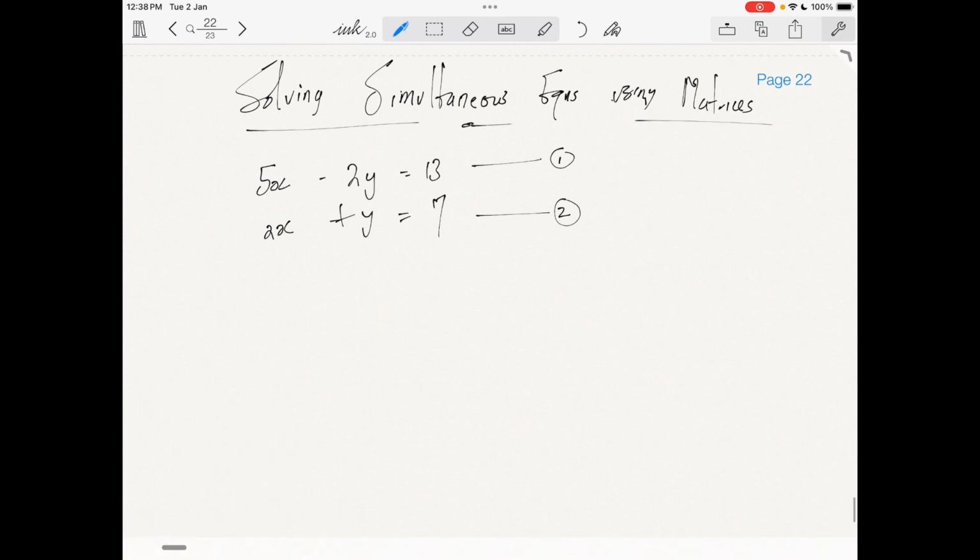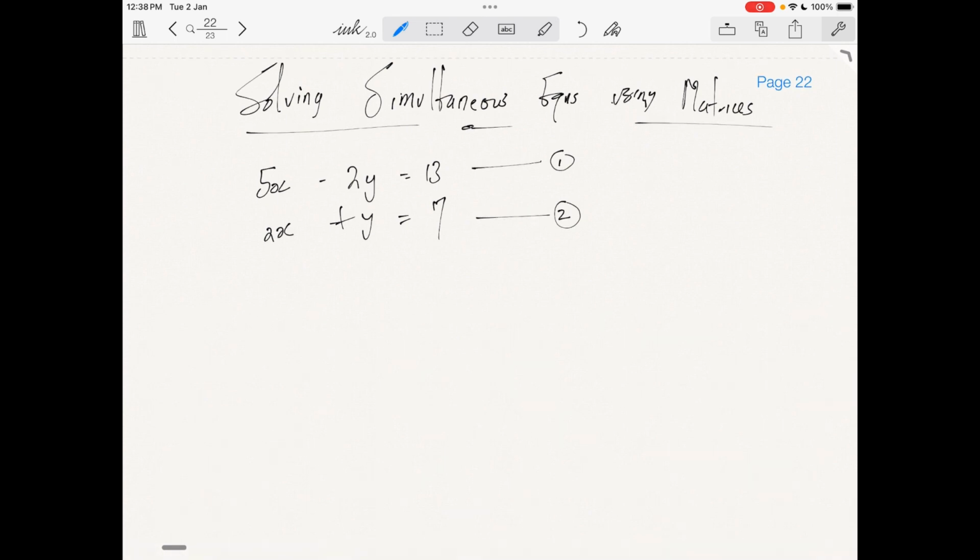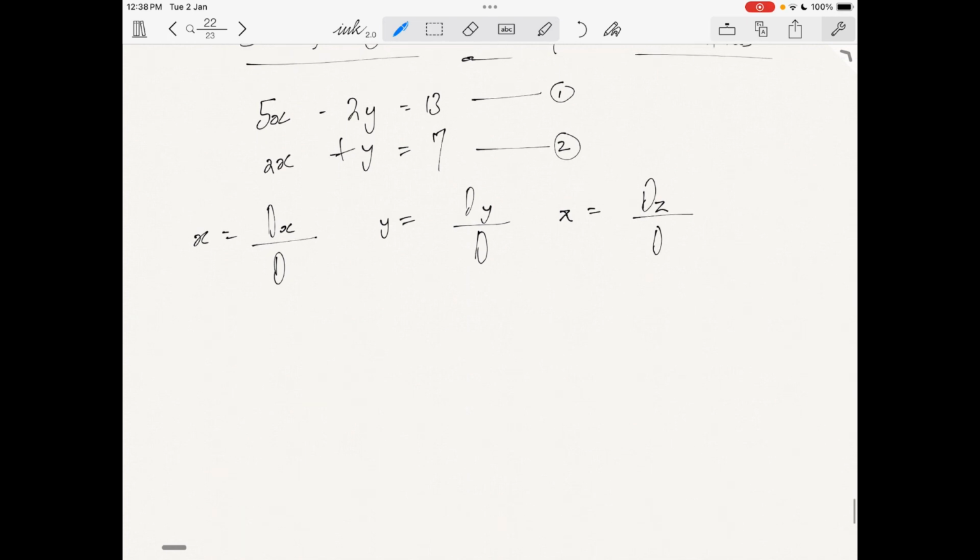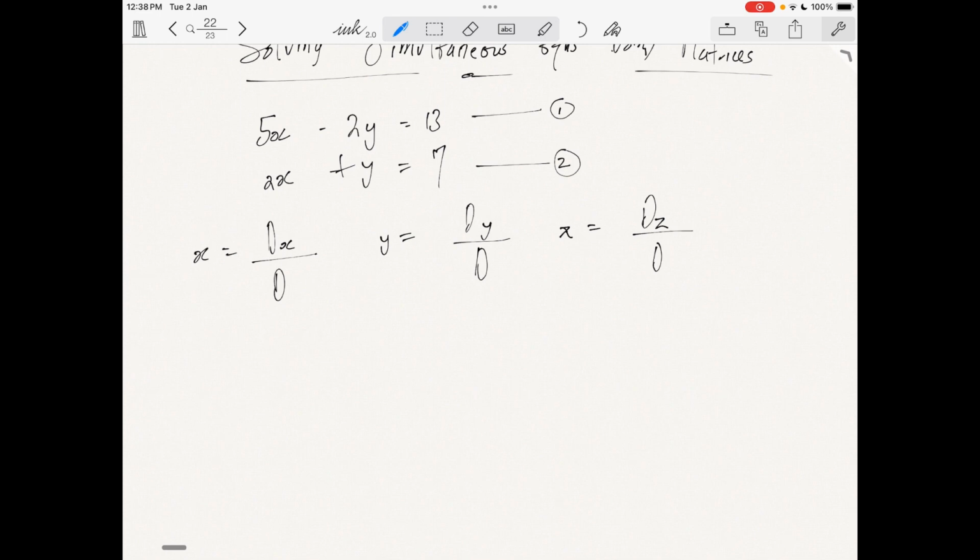However, if you want to solve using determinants, there is a formula to use, which is x is equal to dx over determinant d, y is equal to dy over d, and z is equal to dz over d. Now, with respect to that, what is dx, what is dy, what is dz, and eventually what is d? Let's start with d.